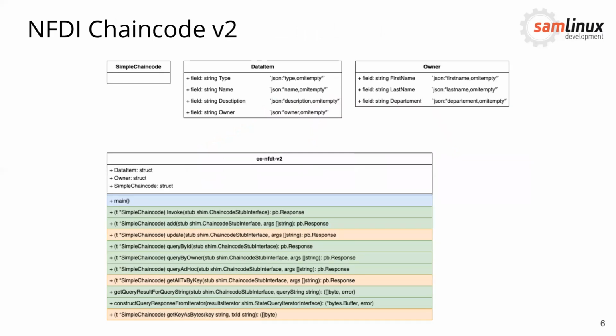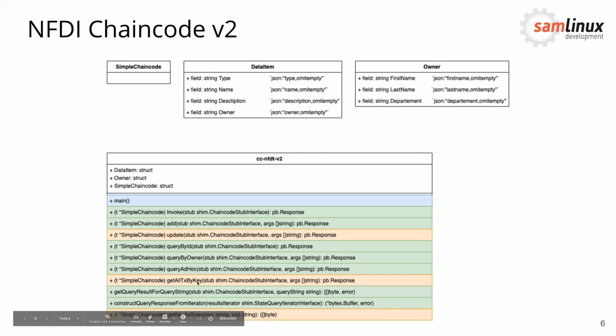Okay, now this is the chain code. This is the modified chain code from the last example. What you can see here are the methods. The green ones are from the last meetup, and the orange ones are the new ones. But I also had to adjust the green ones so that the example works. Really new are the yellow ones: the update function and the function get all transactions by key.